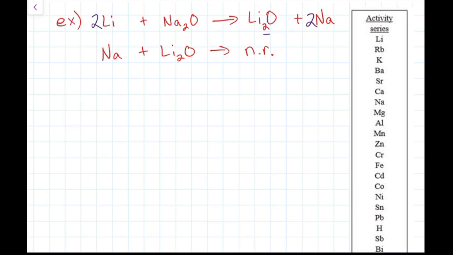Okay, try this one on your own. See if you can predict whether or not the reaction happens. And then if it happens, figure out what the products would be and balance the equation. Okay, so let's say I have calcium reacting with zinc phosphate. Sorry.